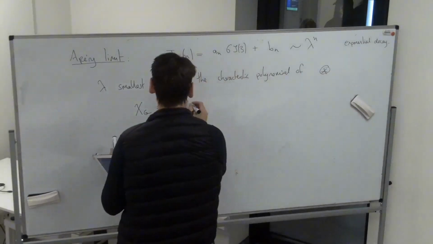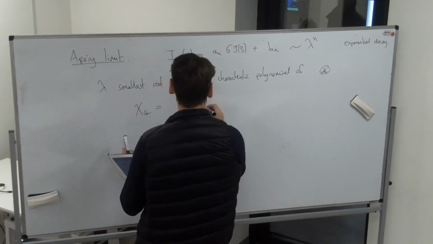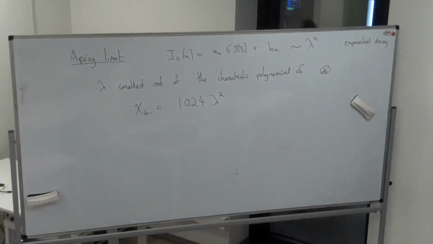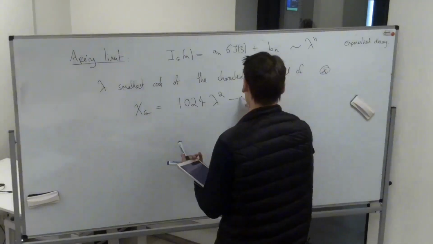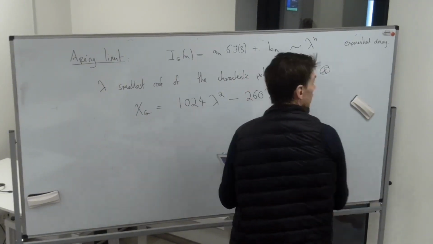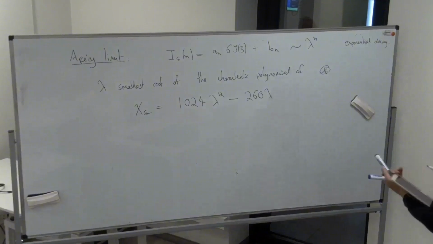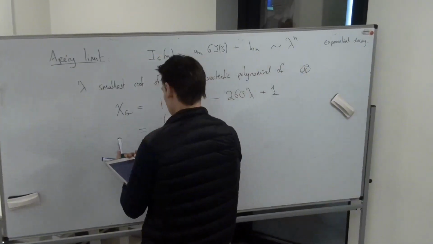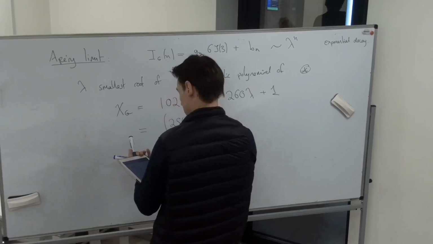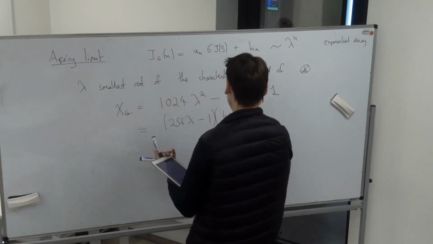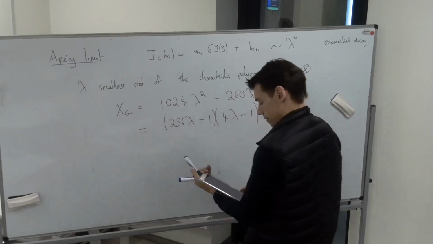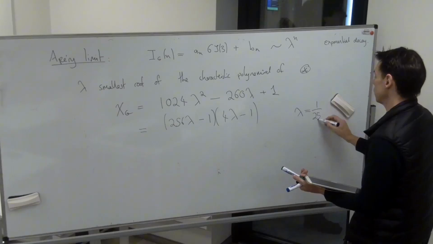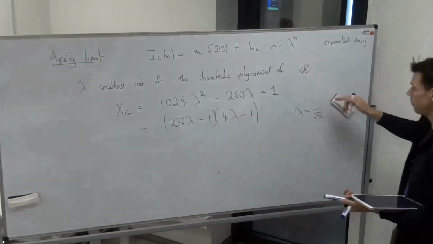And so we get a polynomial which is 1024 lambda squared, which I've done correctly. It's 4 times 4 times 4 gives 1024. Then minus 260 lambda, which I think is 65 times 4, and then plus 1. And this turns out to be 256 lambda minus 1, I think, 4 lambda minus 1. And so the smallest root is lambda equals 1 over 256. So this thing tends to 0 stupendously fast.